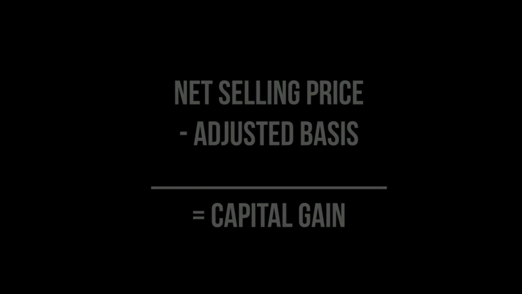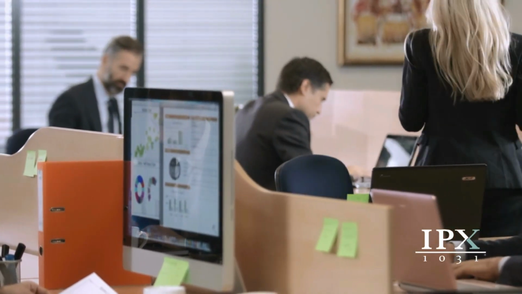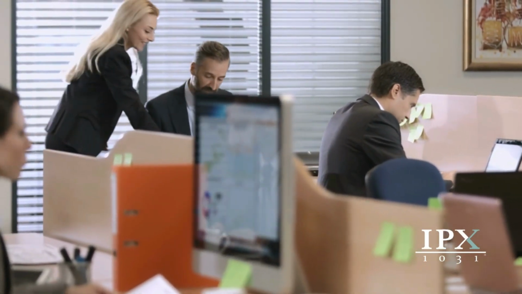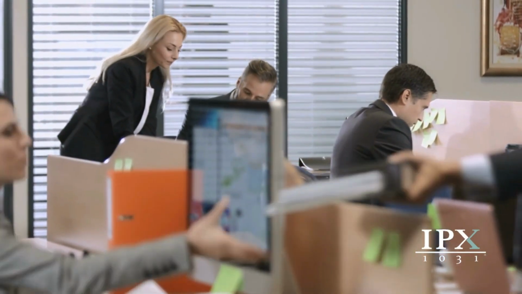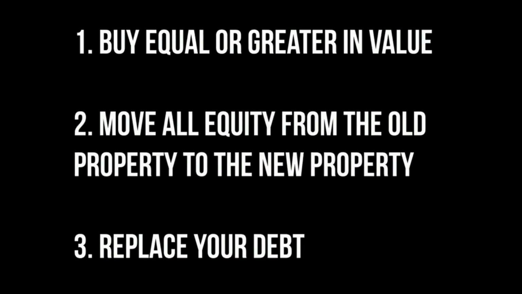One last thing. Here's a very simple rule that works in exchanges if you want to have a totally tax-deferred transaction. And that is, accomplish these three things and your exchange should be fully tax-deferred. Number one, buy equal or greater in value. Number two, move all of your equity from the relinquished property into the new replacement property. And three, replace the value of the debt that was on the original relinquished property. If you do those three things, you should have a fully tax-deferred exchange.